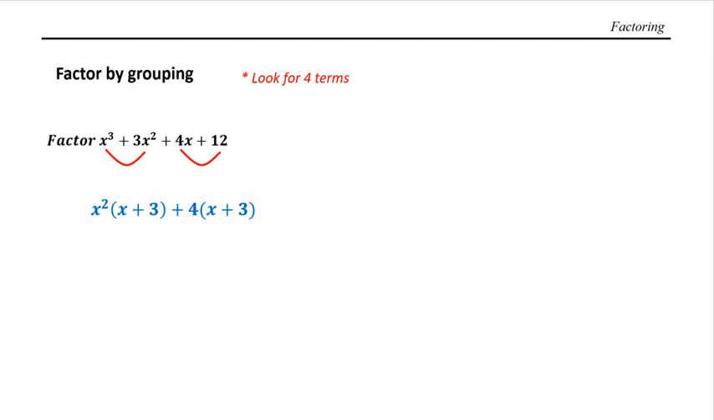And then on the second half of our equation, we can factor out 4. So we'd have 4 times x plus 3. And now if you notice here, we have an x plus 3 in both sides, which means that's a common factor. So if we pull that out, we would have a remainder of x squared plus 4, and that would look like this. And that's how factoring by grouping works. It's useful if you have 4 terms, so always keep an eye out for that.